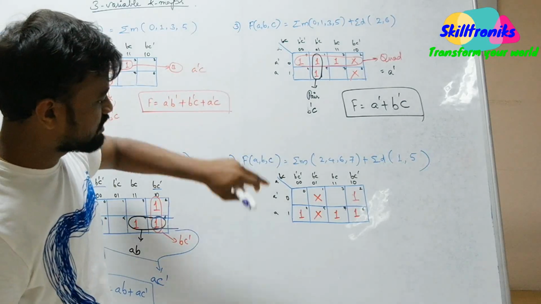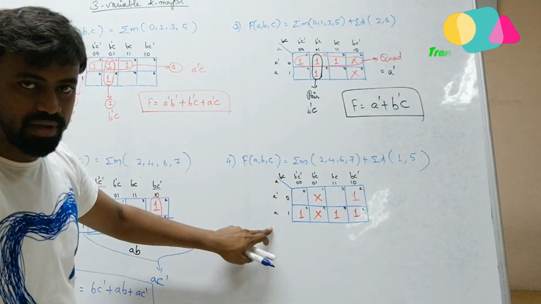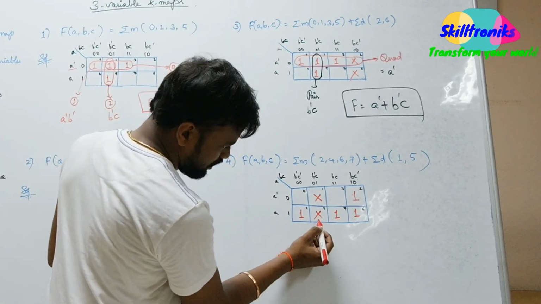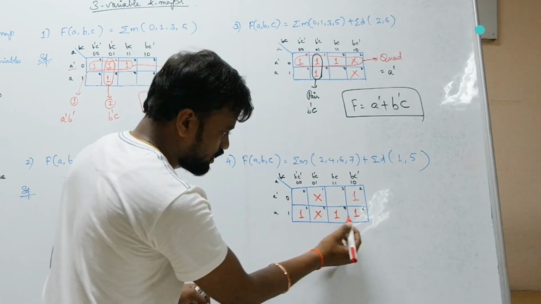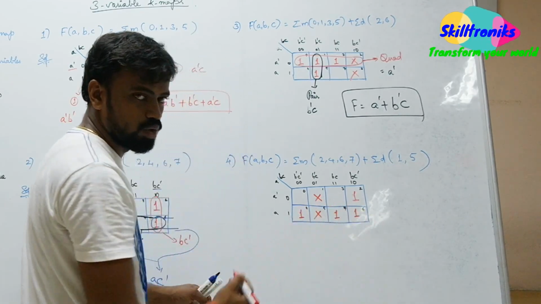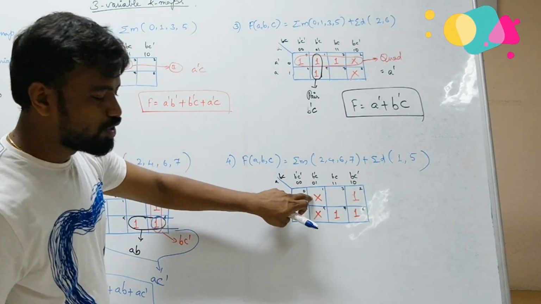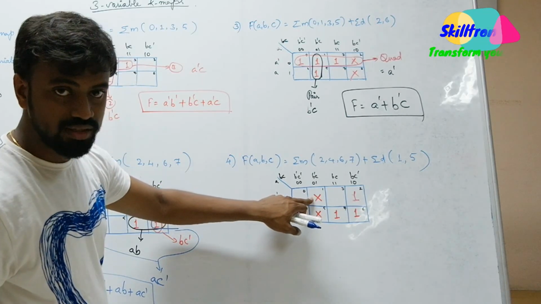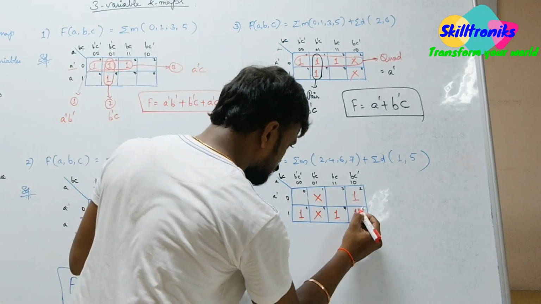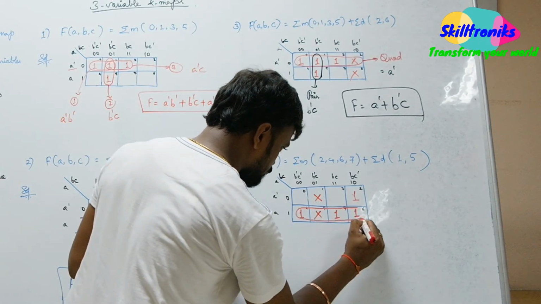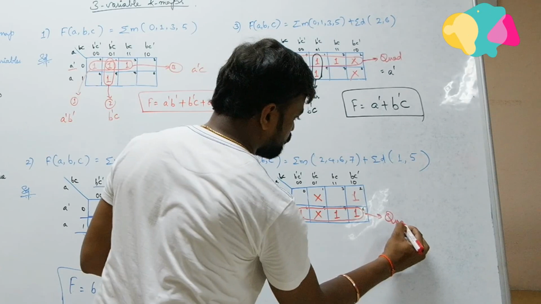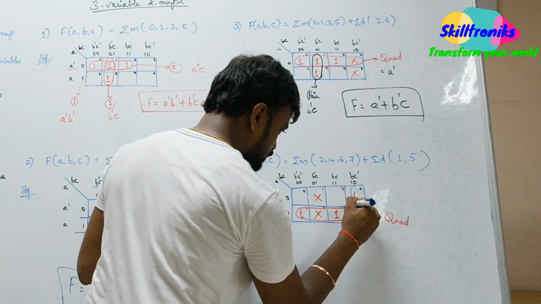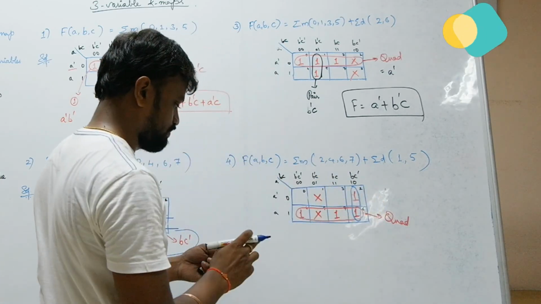So if you observe the previous example, this is looking something like a mirror image of the example number 3. Again, if you assume this don't care to be 1, it helps us in forming a bigger size group called a quad, and this don't care is of no use for us in any way. So we have to assume that this value is 0. This is a quad, and this is a pair.